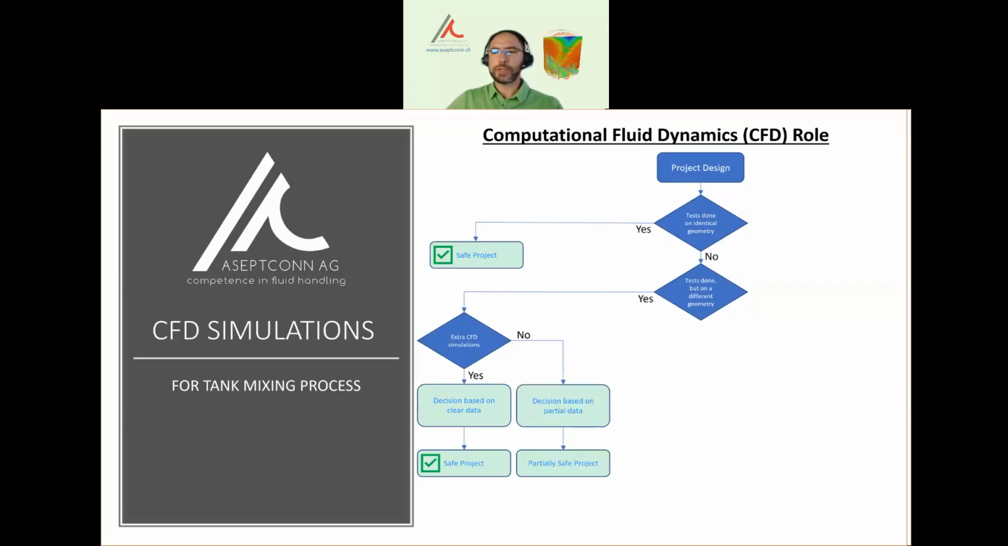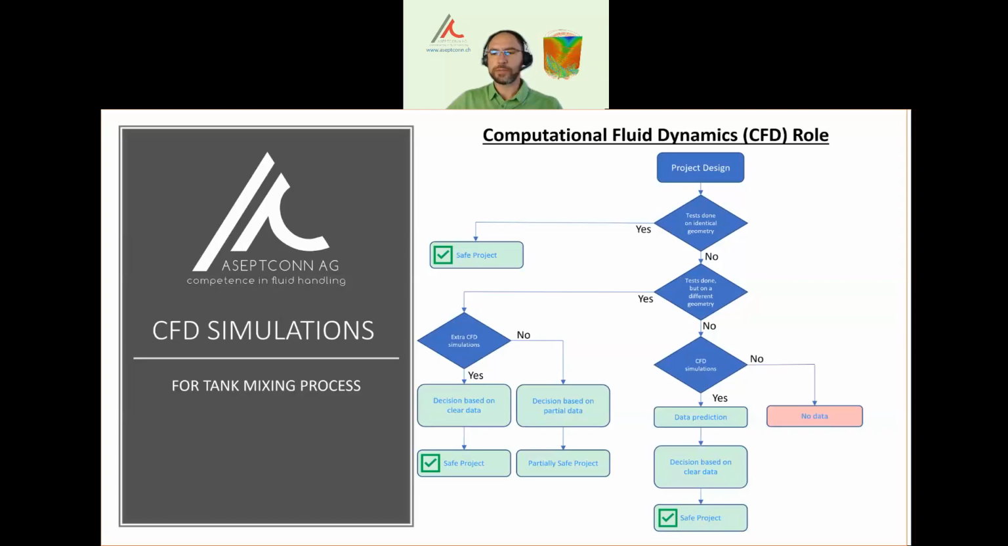If previous experimental data are not available, we can compensate with data prediction by using CFD simulations. In this case, we will have data predicted by CFD. The decision will be made based on clear data. The result will be a safe project. If we do not run CFD simulations, the decision will be based on feelings or limited to some previous experience. The risk level will be high. We can say that CFD transforms an empirical risky decision into a safe one based on clear data.